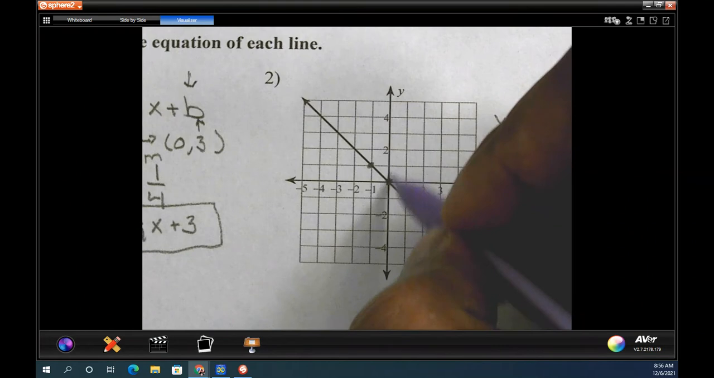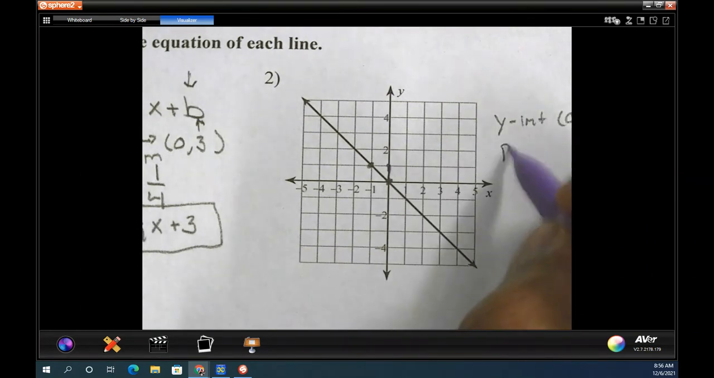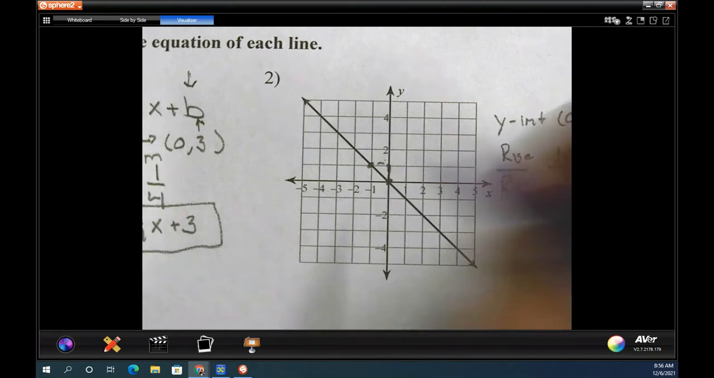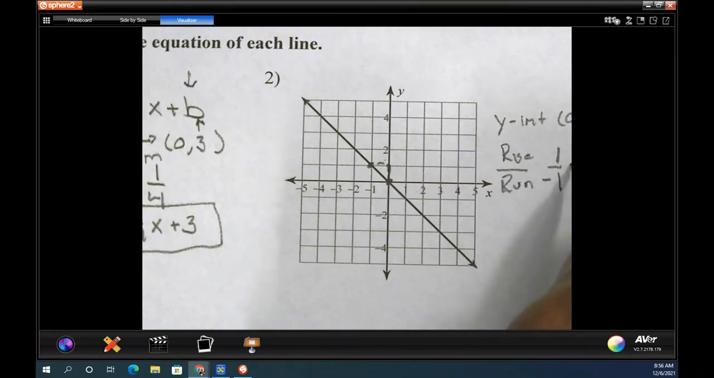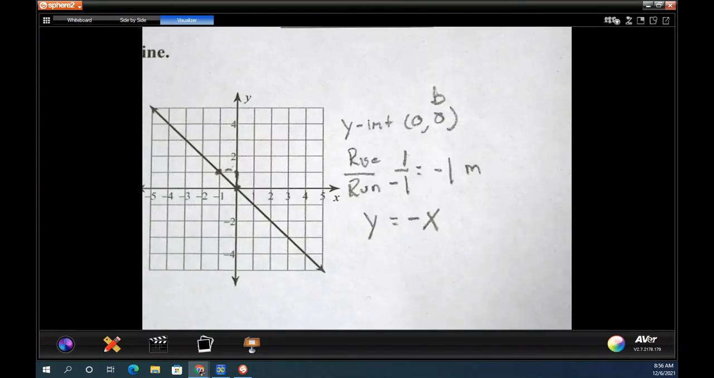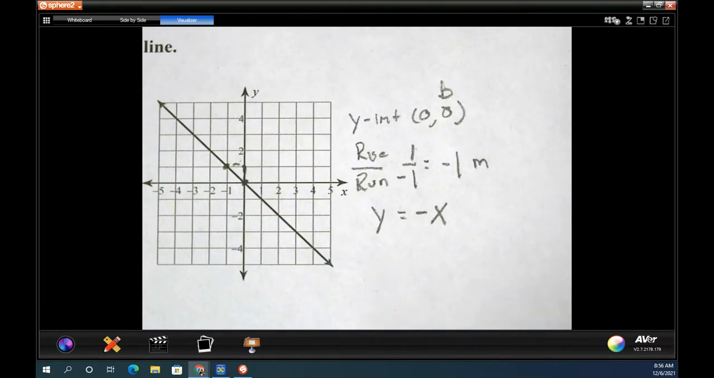So it goes up 1, rise over run, goes up 1, but to the left 1. That's negative 1. 1 over negative 1 is just negative 1. So there's our m. So I can write this as y equals negative x. Remember, you don't have to put the 1, and you don't have to write plus 0. There it is, right there.